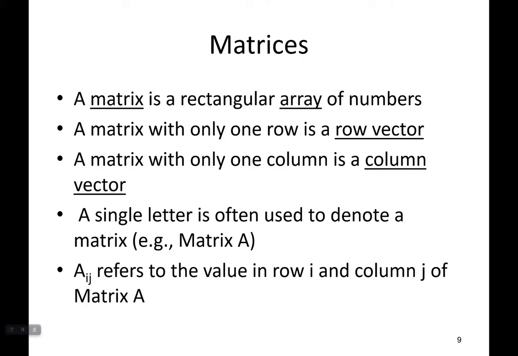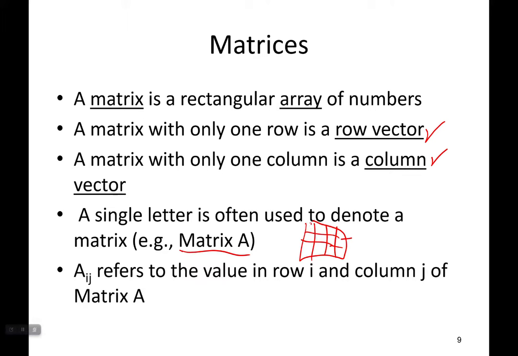So let's talk about what a matrix is. A matrix is a rectangular array of numbers or items. A matrix with only one row, we're going to call that a row vector. A matrix with only one column, we'll just call it a column vector. Often, when we talk about a matrix, we'll just use a single letter. We'll say matrix A, and matrix A looks like some rows and columns.